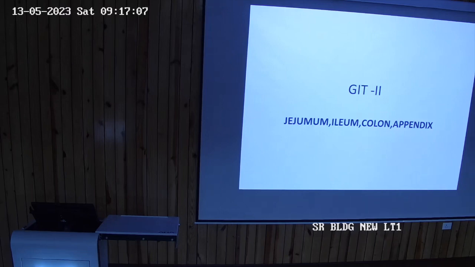You may say, sir, in the stomach the mucous membrane also invaginates into the lamina propria. All right, but there we name these gastric pits. In the stomach we name those as gastric pits. In the small intestine these are called crypts of Lieberkuhn.